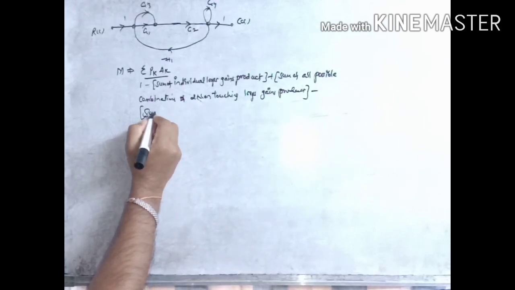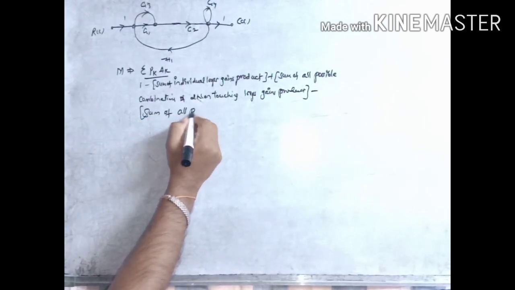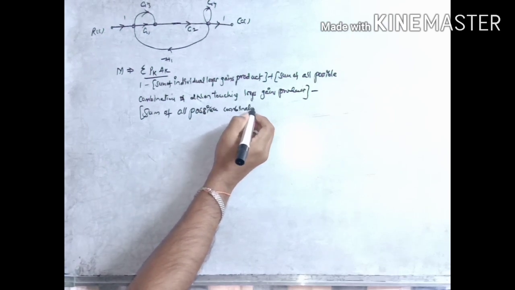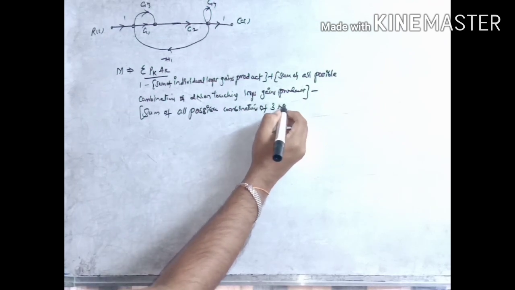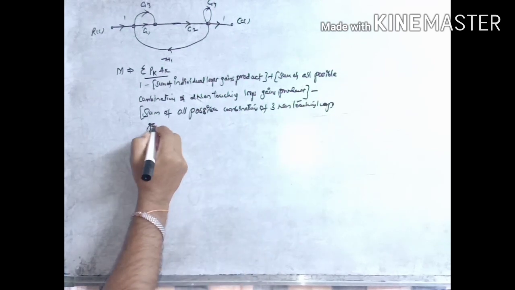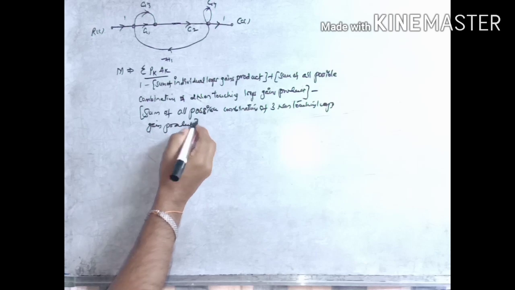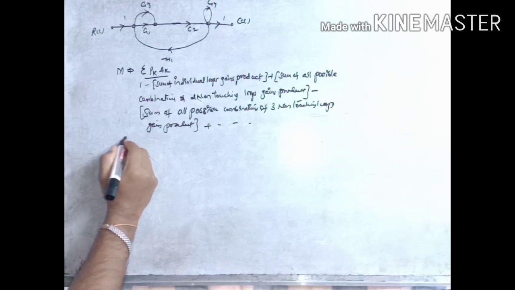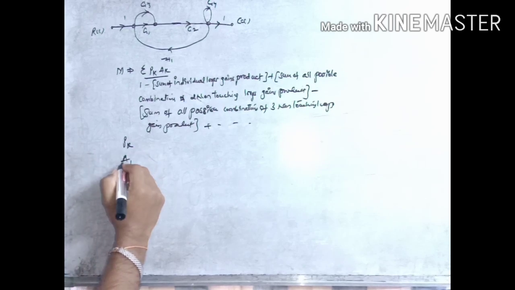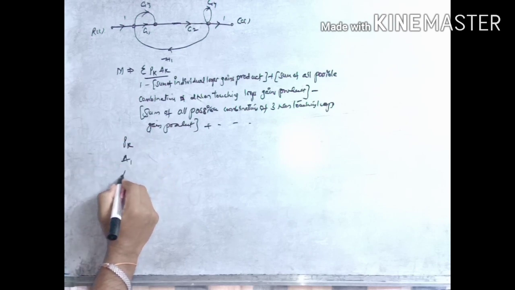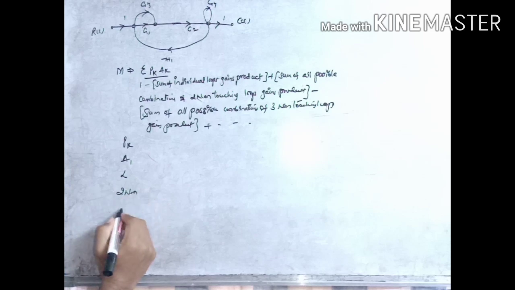minus the sum of all possible combinations of three non-touching loops gains product, and so on, plus and so on, it increases. So here we have to calculate the forward paths Pk, and the number of deltas depends upon the number of forward paths, and next the individual loops, two non-touching loops and three non-touching loops.